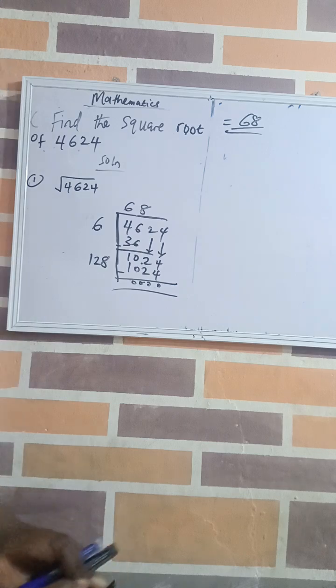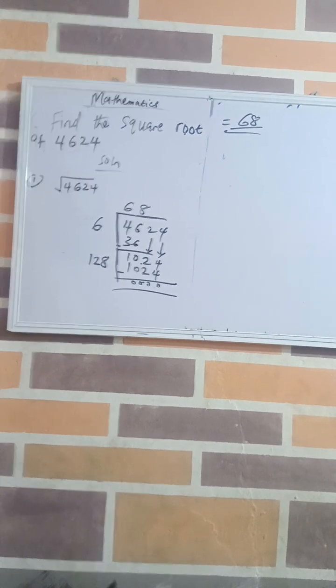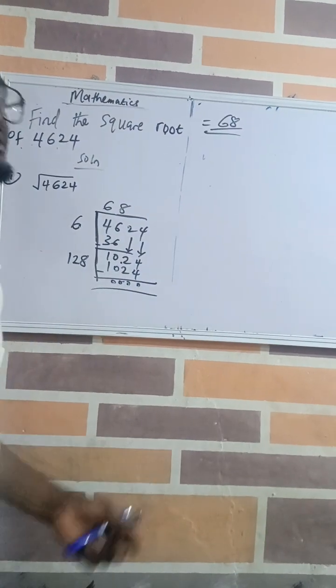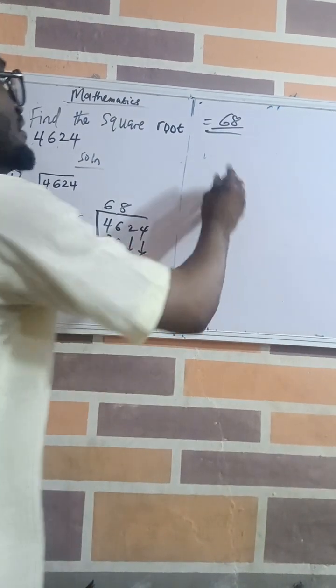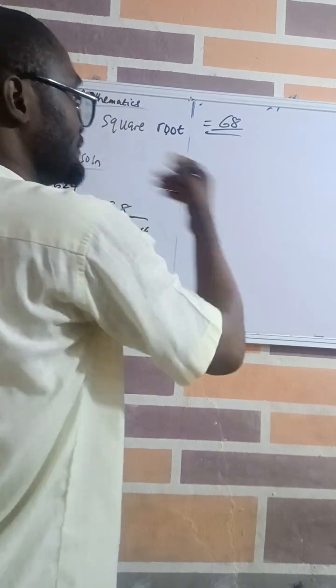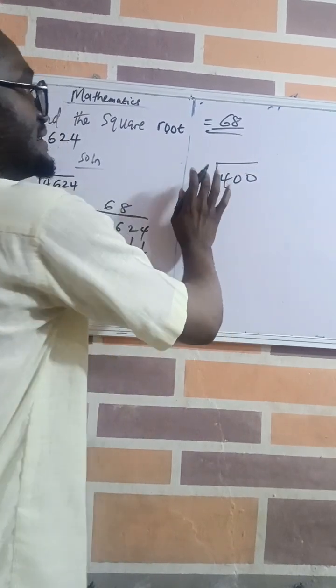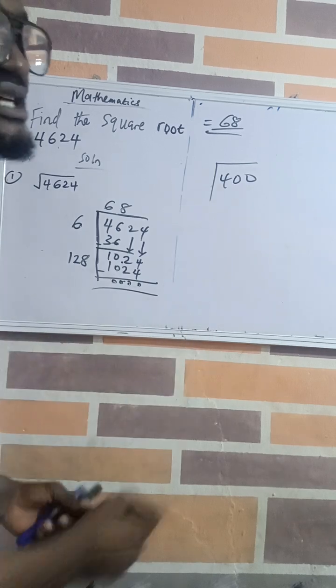The square root of 4,624 will give you what? 68. It's as simple as that. Now let's try this. How can we find the square root of 400 using this method? You can drop your answer in the comment section.